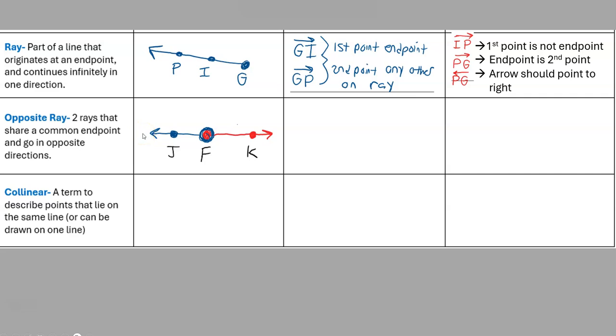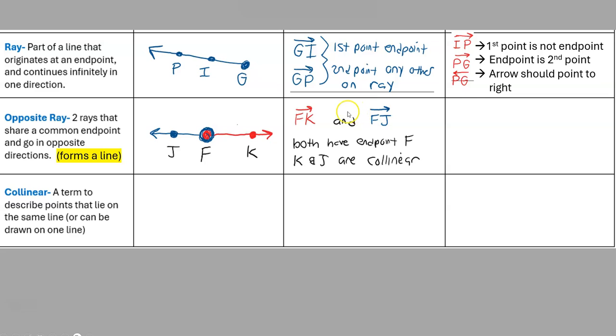So a quick way to tell if it's going in opposite directions is that when you look at it as a whole, it should just look like a line. A pair of opposite rays essentially just creates a line. And so using this, that's a quick way for us to verify if this indeed is an opposite ray.